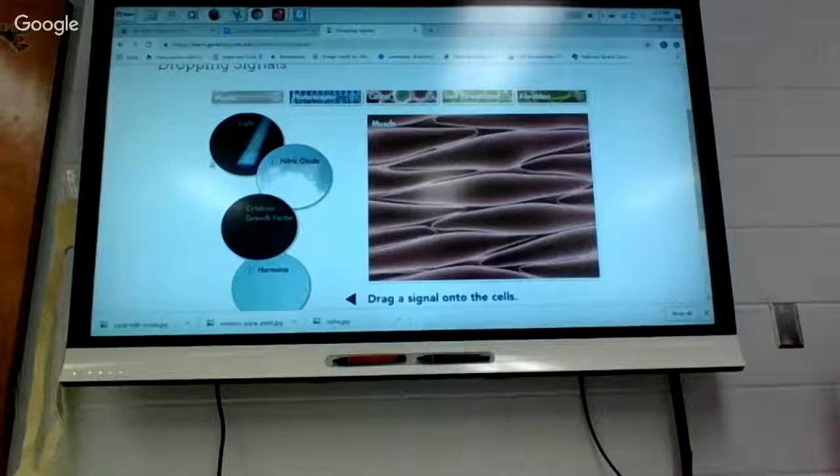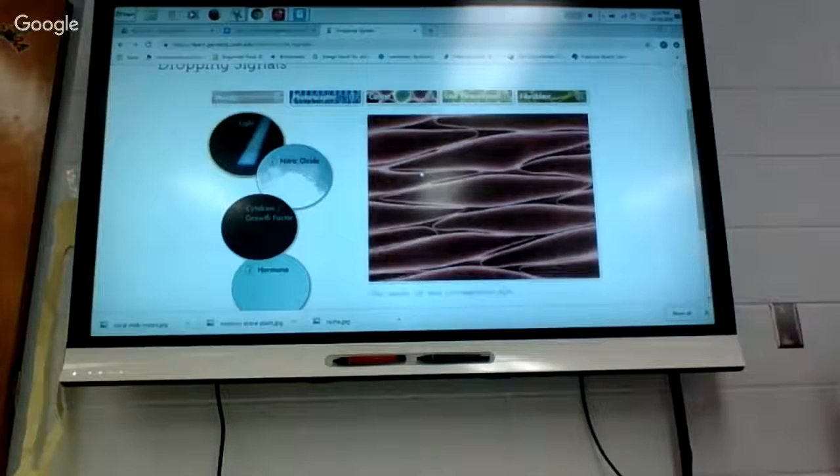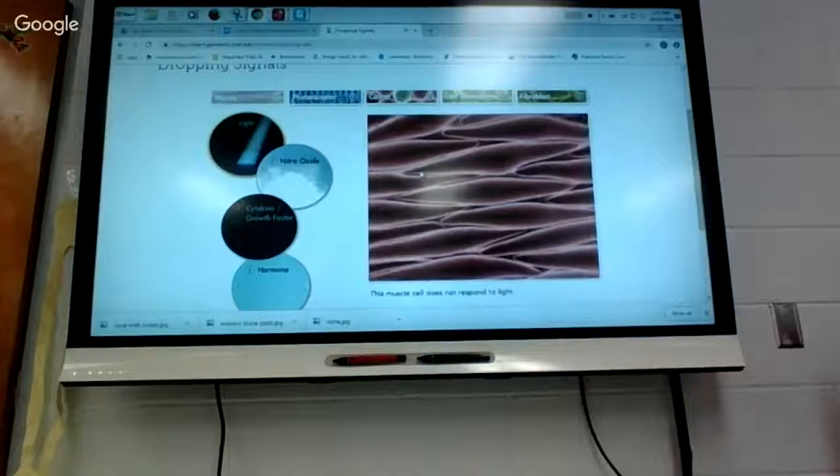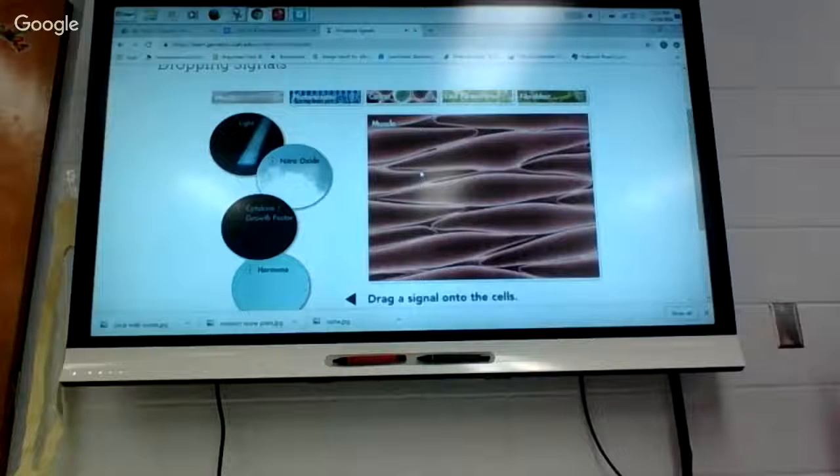All right, so let's do light and see if light affects your muscle cells, if you just shine light on them. This muscle cell does not respond to light. Everybody's going to be like, in stereo. All right, so no response. So that means light has no effect on your muscle cells whatsoever. So we're going to go on your paper and put no response under light for muscle.